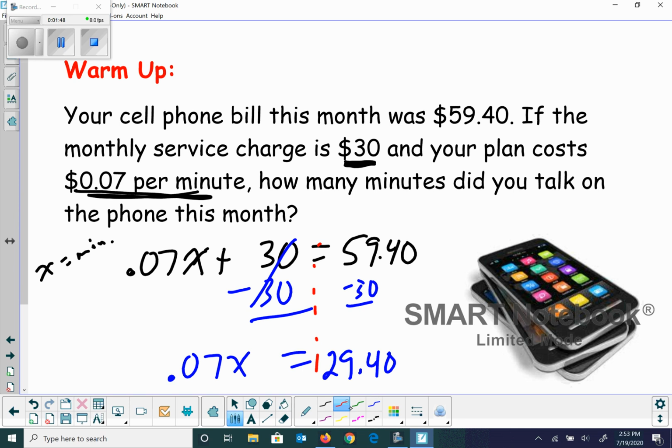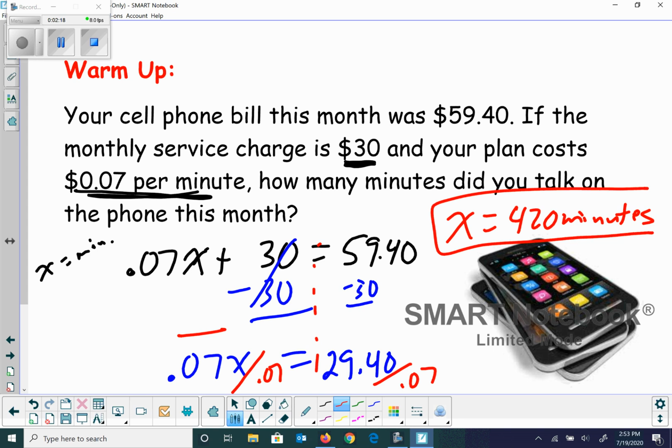So how is 0.07 and x being held together? Yeah, that's right. They're being multiplied together. So in order to undo multiplication, I'm going to divide both sides by 0.07. And so if you have a calculator, take 29.40 and divide it by 0.07. And if you do that, you're going to find that we talked for 420 minutes that particular month.